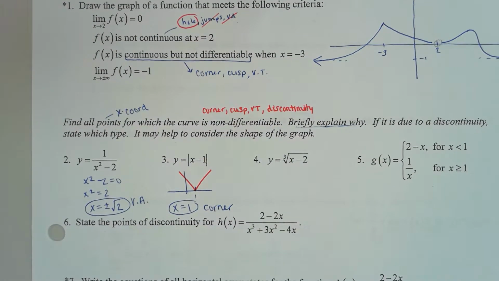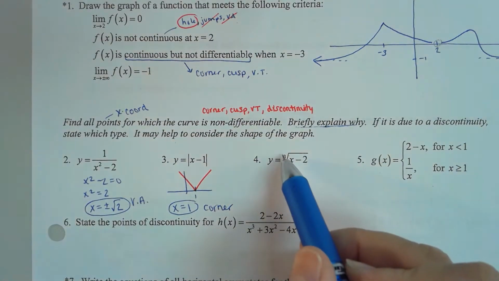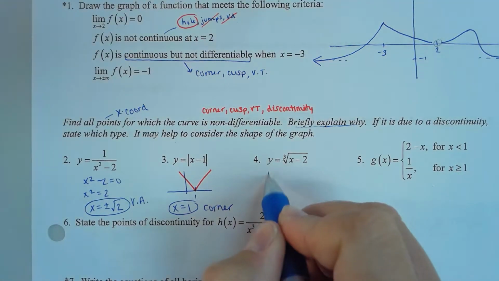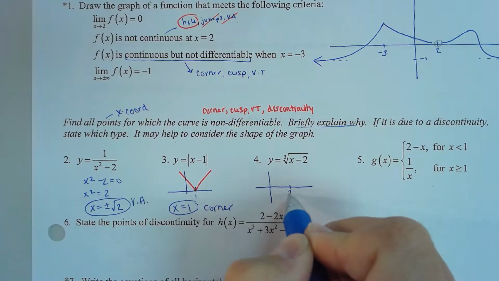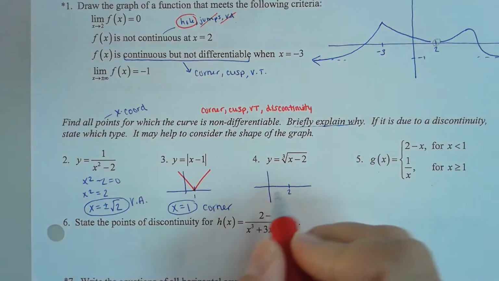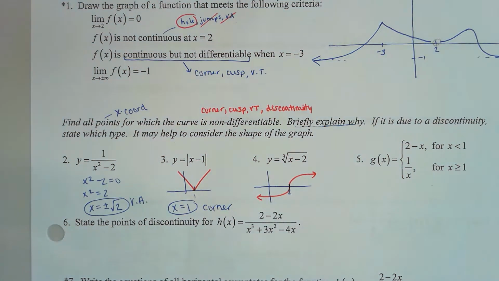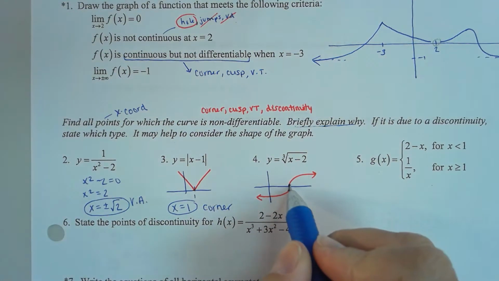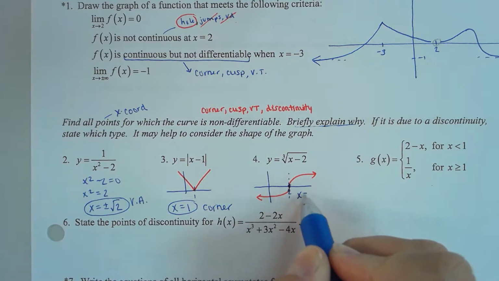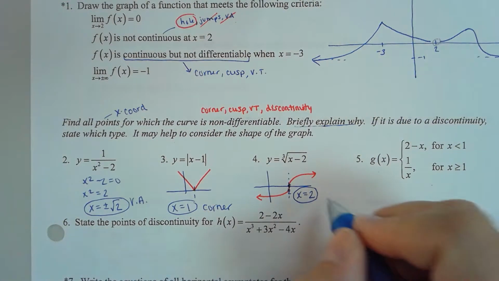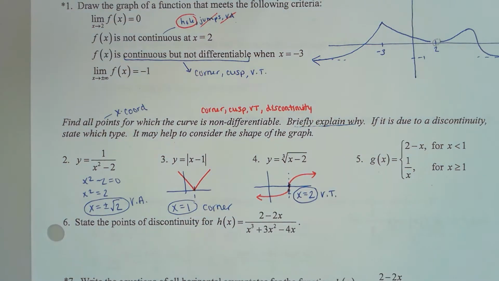Number 4, the parent graph is the cube root of x that's been moved to the right 2 units. And the cube root of x was that example I gave in our notes. It's a perfect example of a vertical tangent. So I'm going to say that there is a point that is non-differentiable at 2, and it is a vertical tangent.